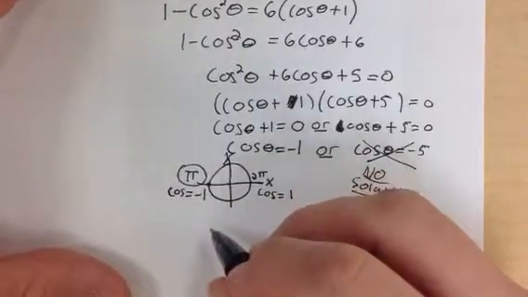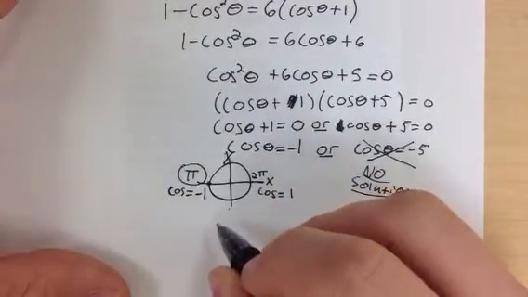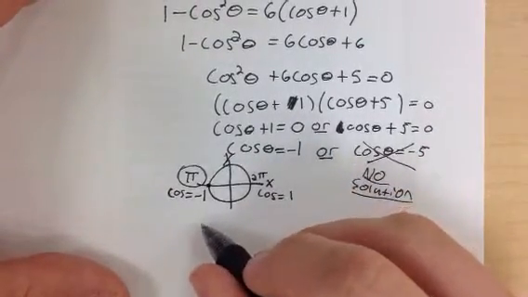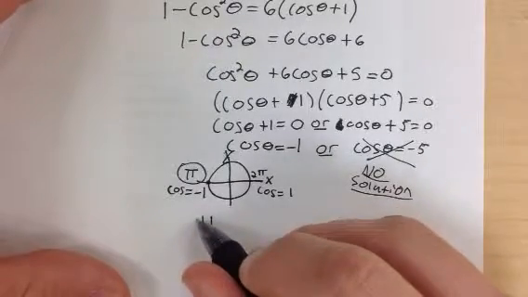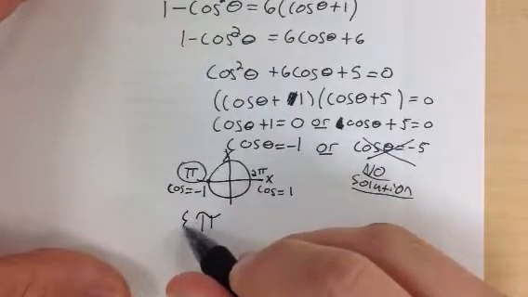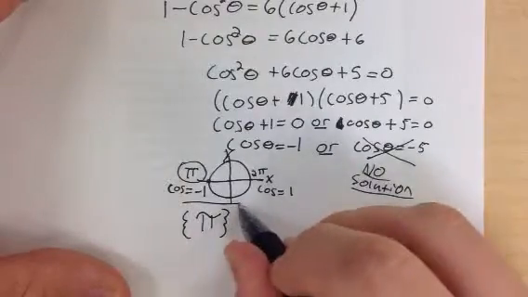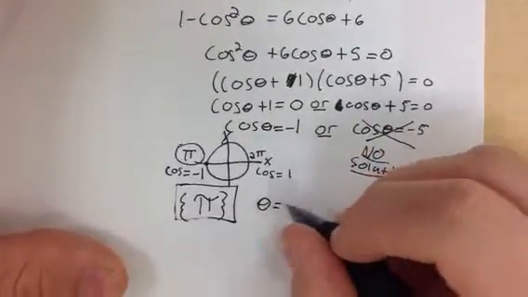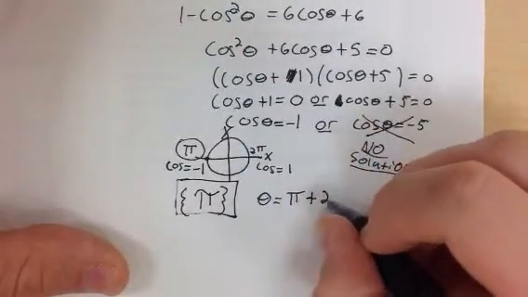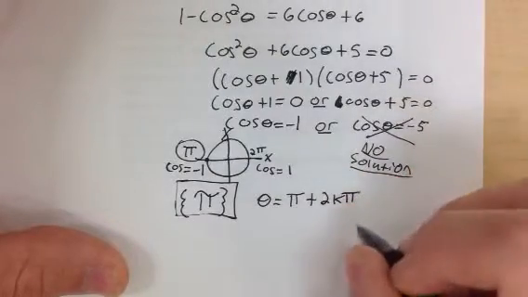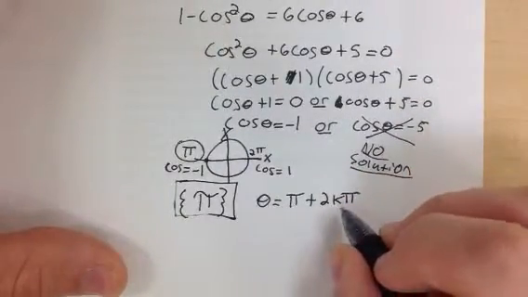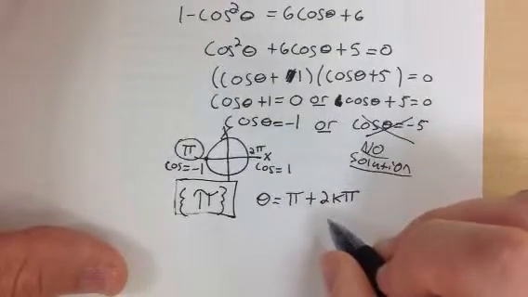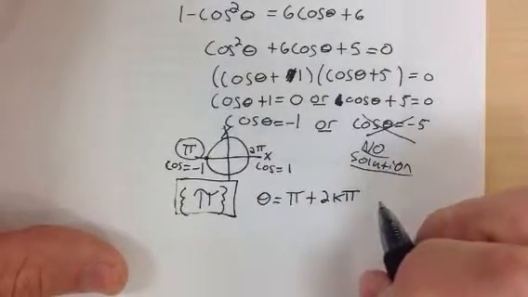So now you have to solve for theta. But the only value where this can happen is at pi. So pi is your answer. Of course, if you do theta equals pi plus 2k pi, and you plug in any number for k, it's going to be above or far below the 0 to 2 pi range.